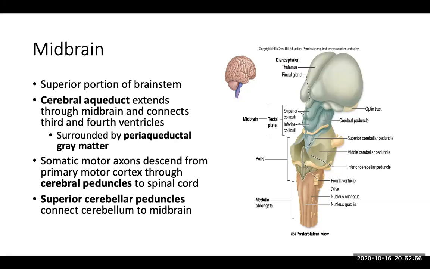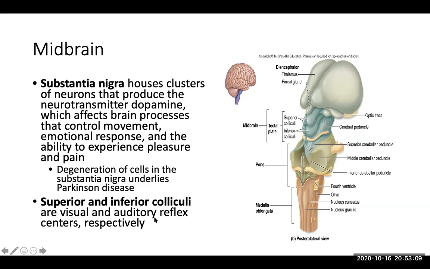You have somatic motor axons descending from the primary motor cortex through your cerebral peduncles to your spinal cord. The superior cerebellar peduncles connect the cerebellum to the midbrain. Also in the midbrain is the substantia nigra, which houses clusters of neurons that produce dopamine, which affects the brain processes that control movement and emotional response and the ability to experience pleasure and pain. And then you have the superior and inferior colliculi.